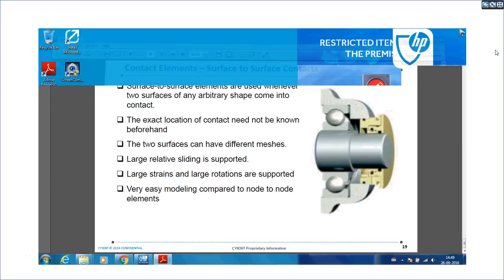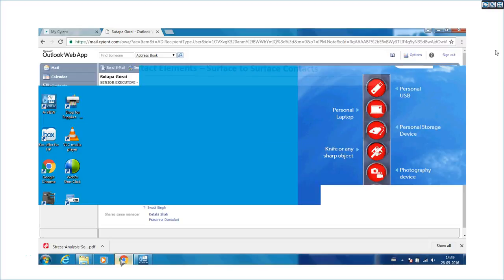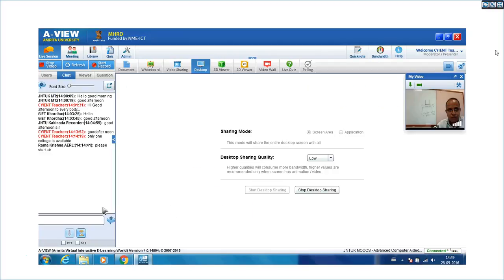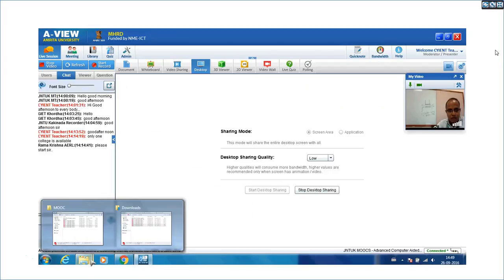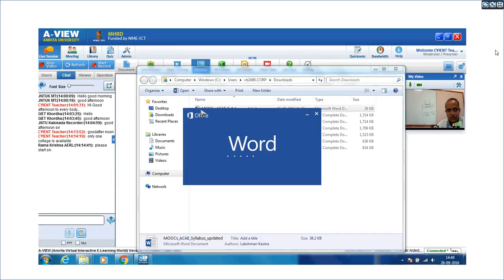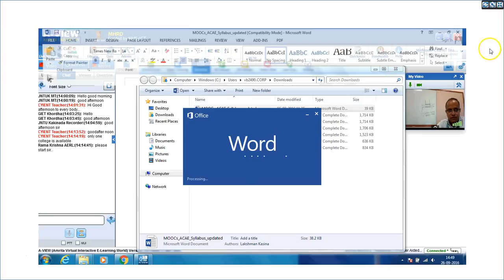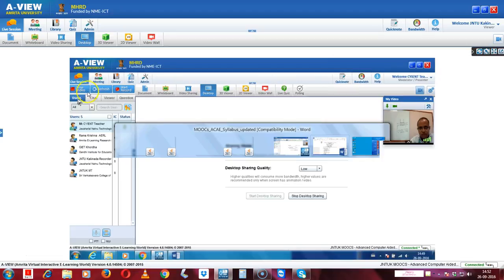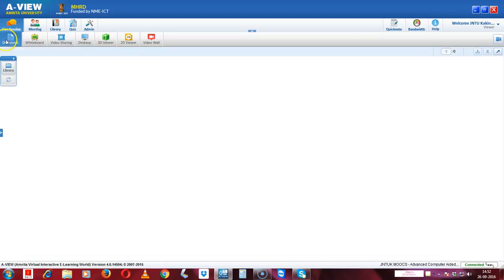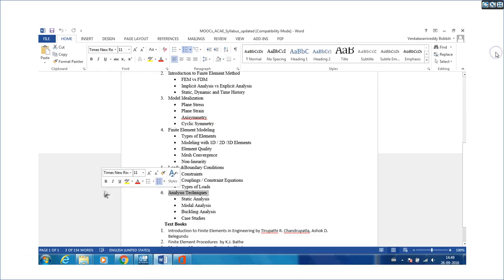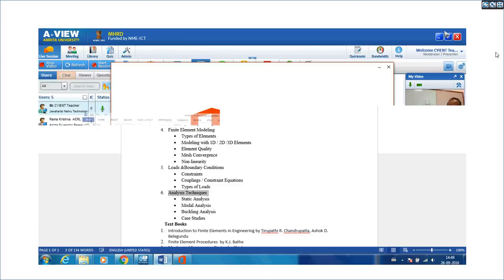So that completes this chapter. Any questions? If you don't have questions, then I'll continue with the next chapter as well. So we completed the fourth chapter now, and we'll proceed to the fifth chapter, loads and boundary conditions.